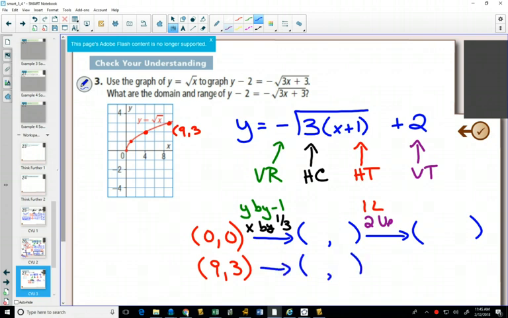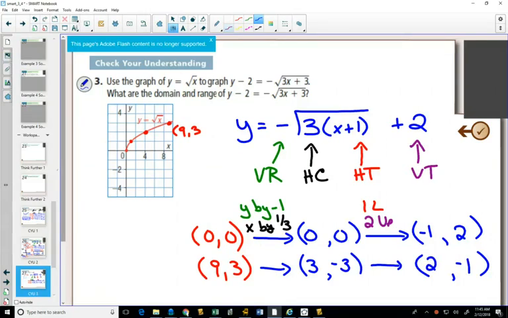So we're going to look at what happens to that point as well. So y by a negative, x by a third. Well, this is easy. It's still going to be 0, 0. Then 1 to the left and 2 up. Second point, x by a third. Oh, that's nice. It's not a fraction. And then y by a negative. Finally, 1 left, 2 up. We get those 2 points.